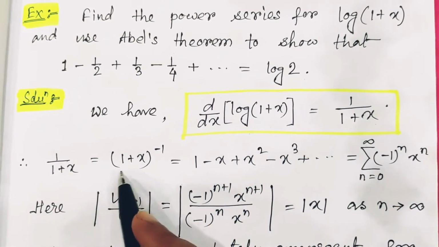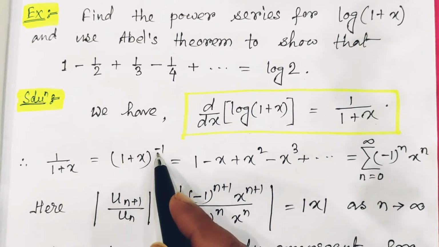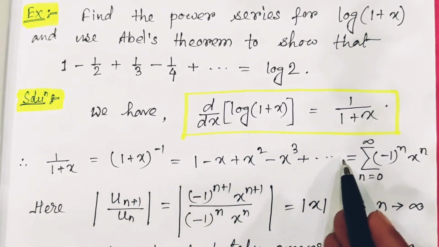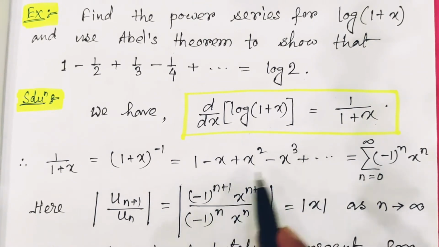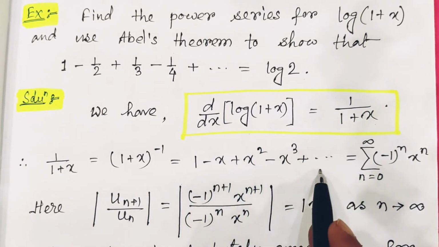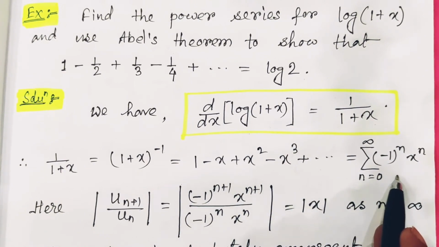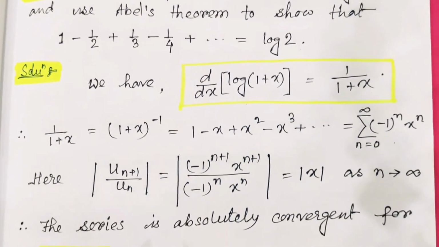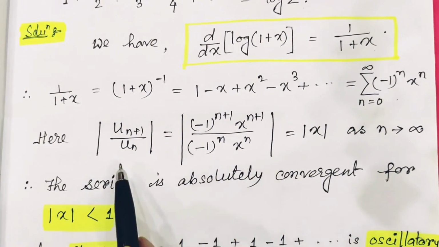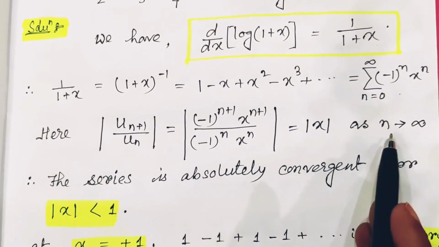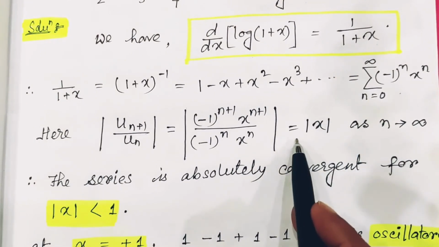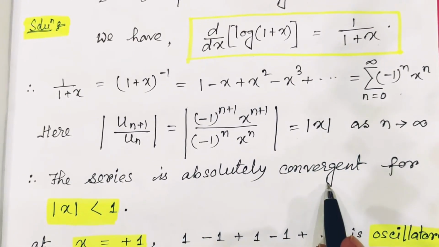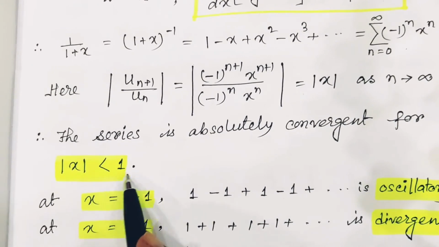So, 1 by 1 plus x means it is 1 plus x to the power minus 1, and its expansion is 1 minus x plus x square minus x cube, that we know. So, that one is nothing but a power series, and its summation form is this one. If we apply the ratio test here, then we will find out this limiting value as n tends to infinity is mod x, that means 1 actually. So, the series is absolutely convergent for mod x less than 1.